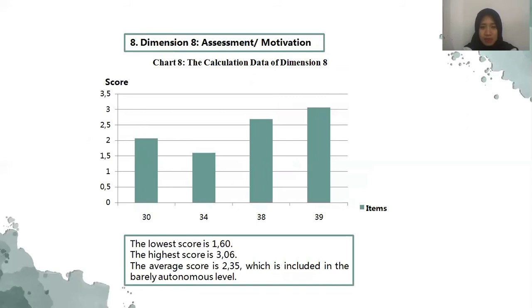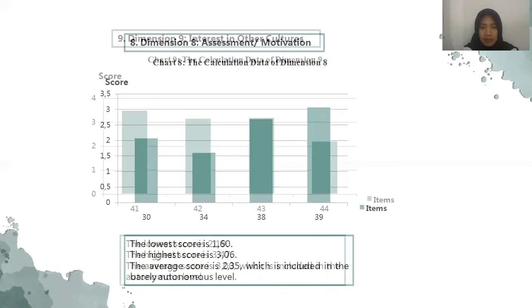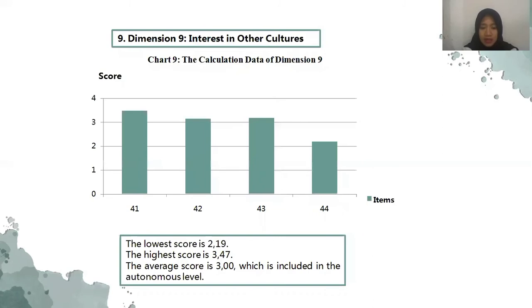Dimension 8, assessment or motivation. In this dimension, the lowest score is 1.60 and the highest score is 3.6. The average score is 2.35, which is included in the barely autonomous level. And in dimension 9, interest in other cultures, the lowest score is 2.19. The highest score is 3.57 and the average score is 3, which is included in the autonomous level.